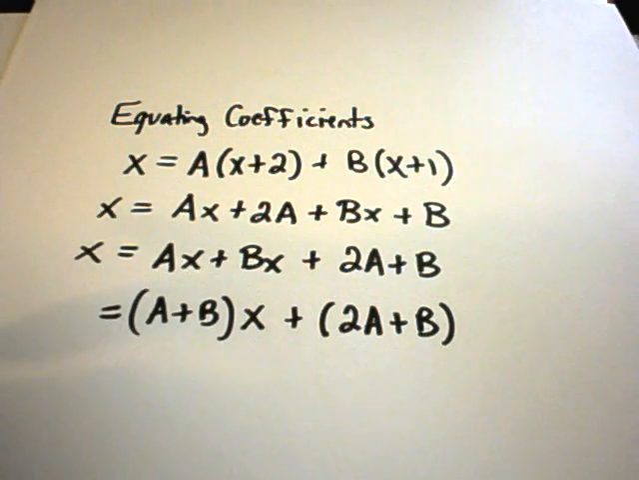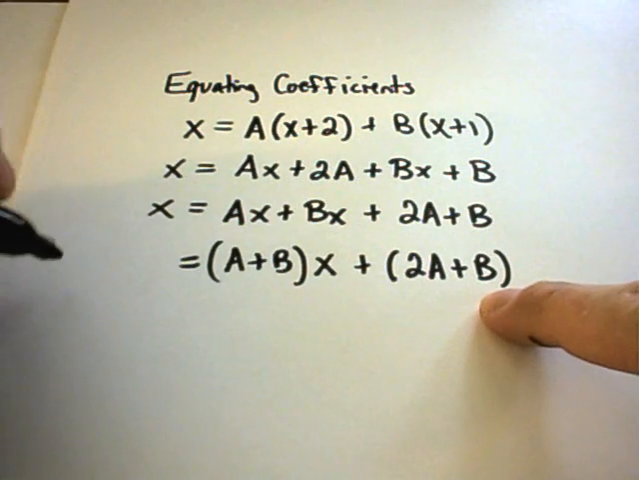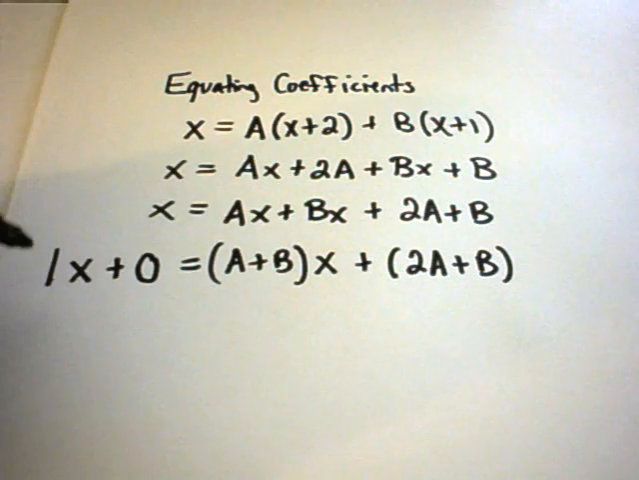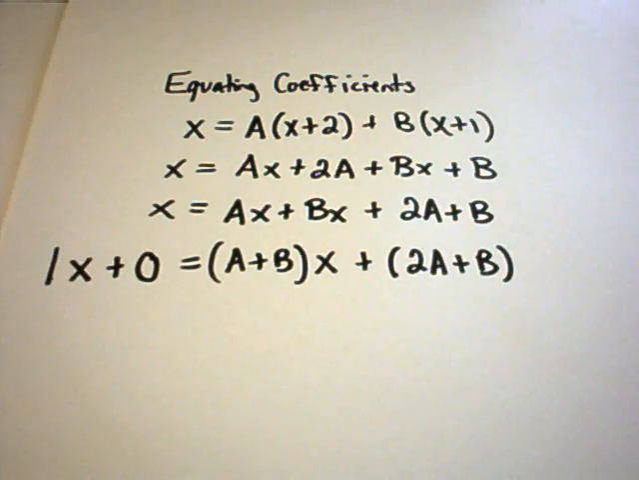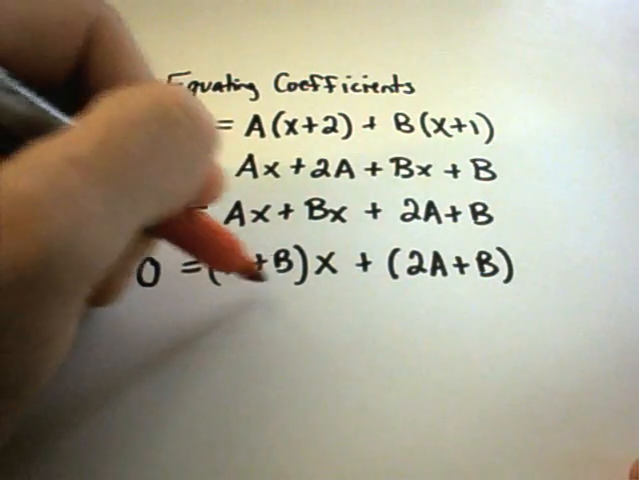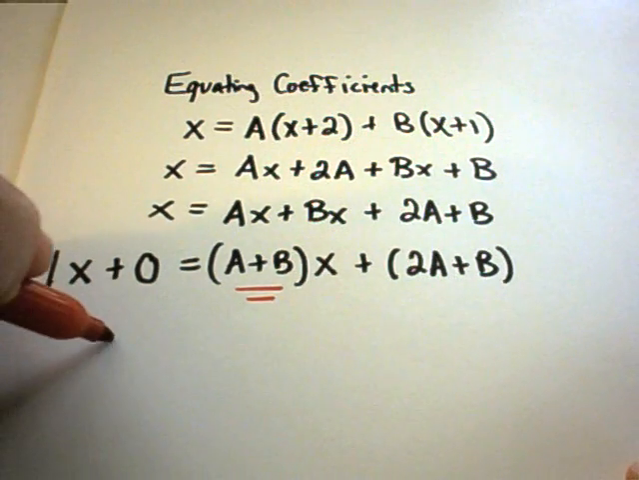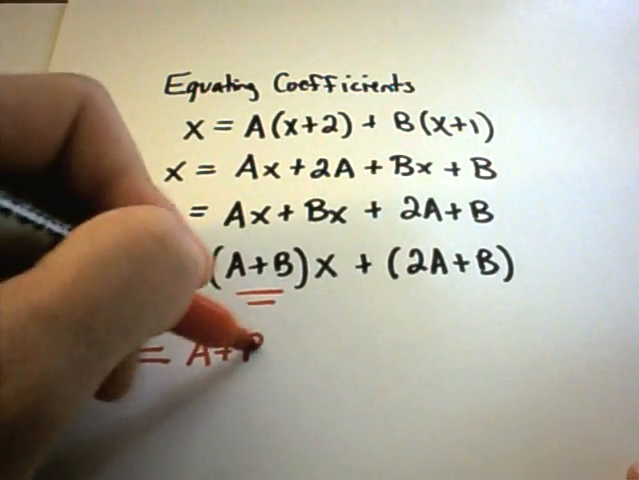Well, notice I've got an x term on the left side, but I don't have any constant. That's okay. I'm going to rewrite the left side now as 1x plus 0, which is certainly the same thing as x. And this is where the equating of the coefficients comes in. The coefficient in front of the x on the left side is 1. The coefficient in front of the x on the right side is a plus b. We now equate those things. That means 1 has to equal a plus b.